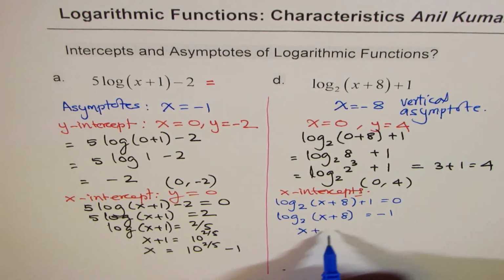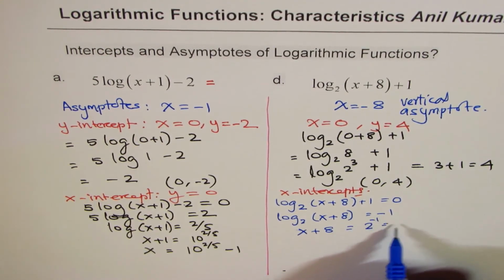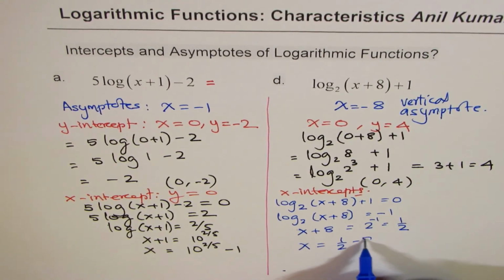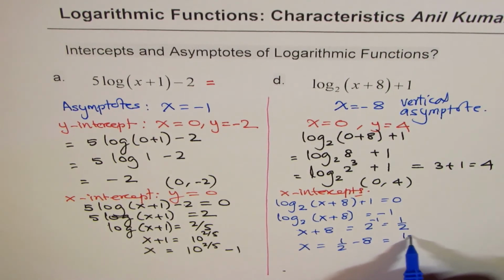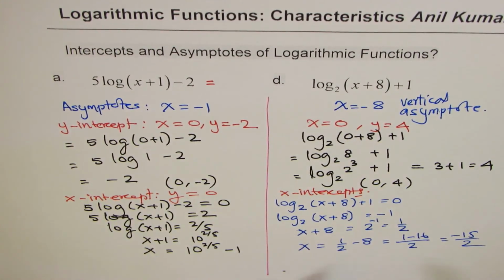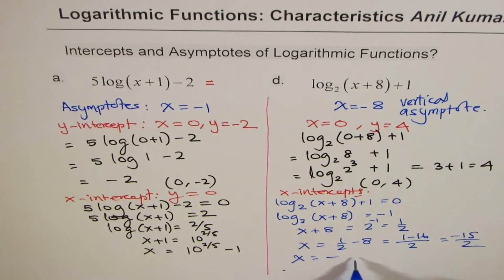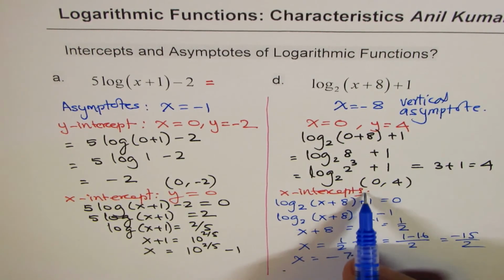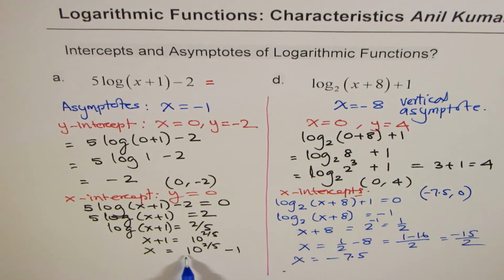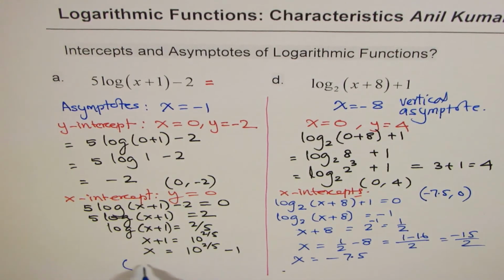That means x plus 8 should be equal to 2 to the power of minus 1, which is half. And x equals half minus 8, which is 1 minus 16 over 2, or minus 15 over 2. Do you see that? So we get a value of x which is minus 15 over 2, or minus 7.5. So x equals minus 7.5. Do you see that? So in this case, the x-intercept is at minus 7.5, and here you may have to calculate this using a calculator, right?